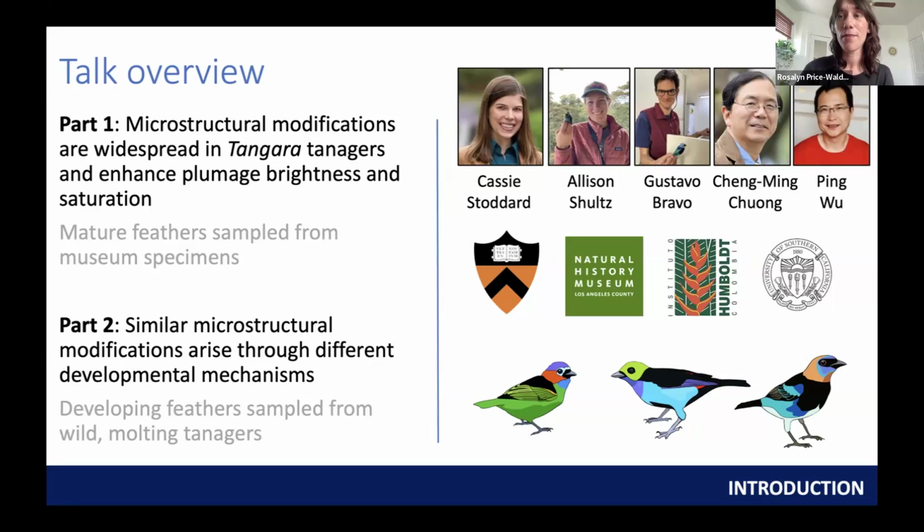So first, I'll tell you about how we use museum specimens, or feathers from museum specimens, to show that microstructural modifications are widespread and enhance plumage brightness and saturation. And then I'm briefly going to tell you about how we use developing feathers that we sampled from wild molting tanagers to study the developmental basis of some of these microstructural modifications.